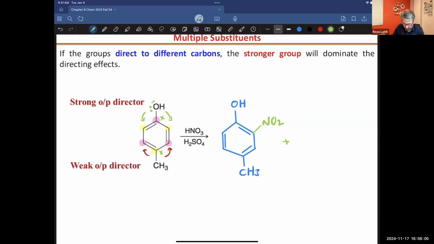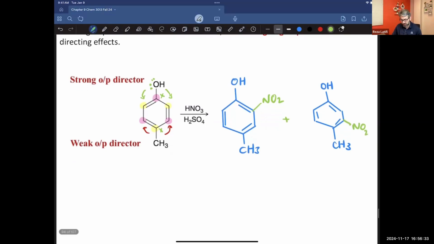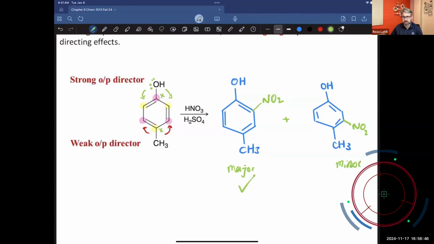And can I have, for example, this product? Let's see. There we go, OH and CH3. Can we have the NO2 here? It can happen, but that's going to be a really small portion of the product. So this is going to be the main product, or the major one, and this is going to be the minor one. Again, this one is going to be the dominant product, and the second one, you're going to get a small portion of it.